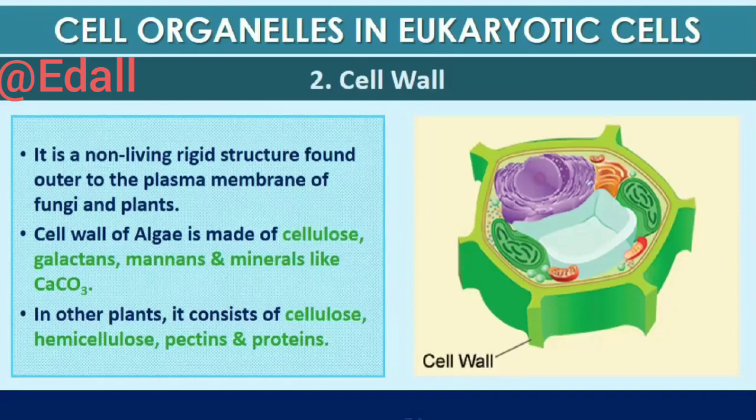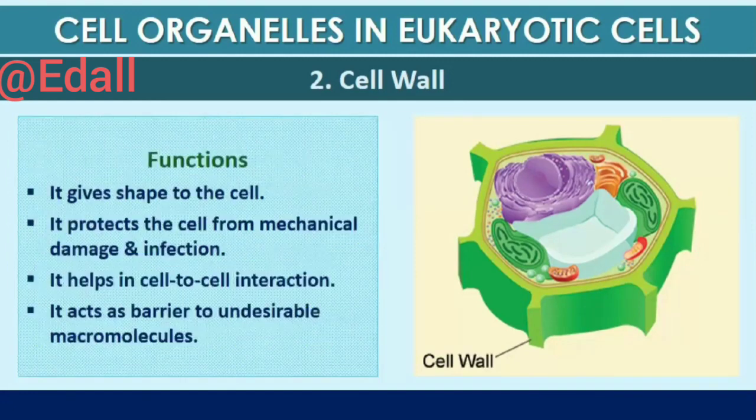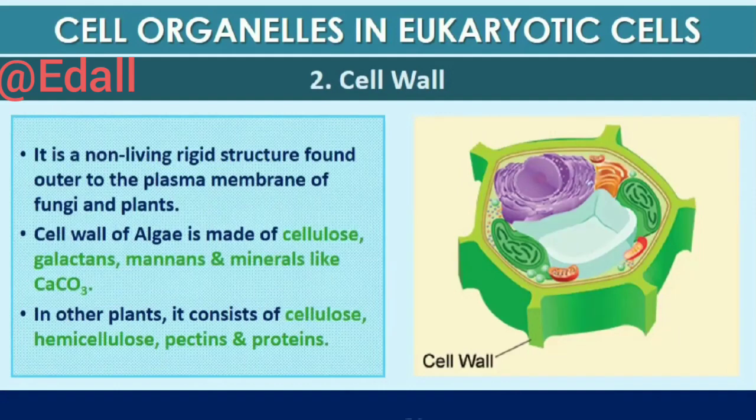8.5.2 Cell wall. As you may recall, a non-living rigid structure called the cell wall forms an outer covering for the plasma membrane of fungi and plants. Cell wall not only gives shape to the cell and protects the cell from mechanical damage and infection, it also helps in cell-to-cell interaction and provides a barrier to undesirable macromolecules. Algae have cell wall made of cellulose, galactans, mannans and minerals like calcium carbonate, while in other plants it consists of cellulose, hemicellulose, pectins and proteins.